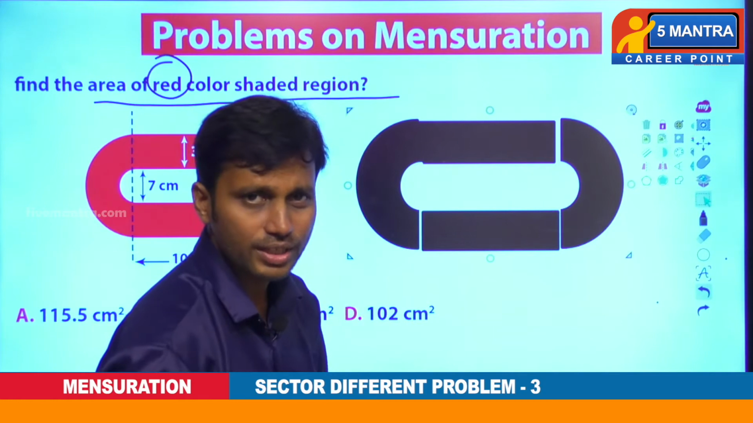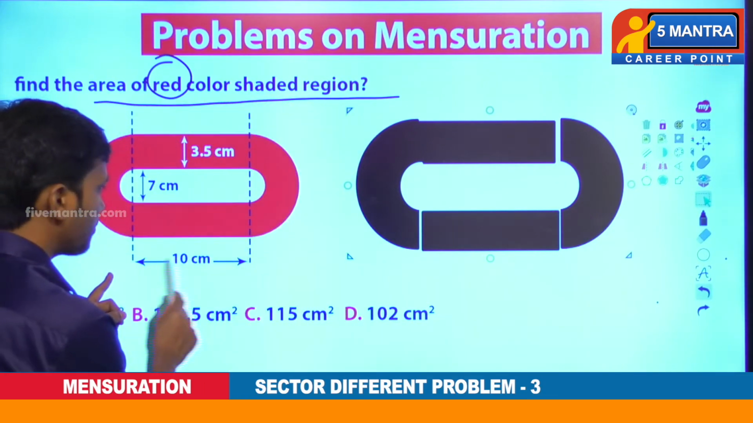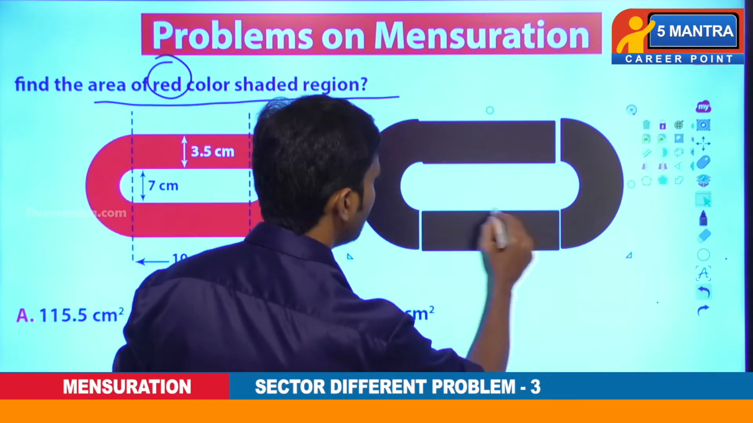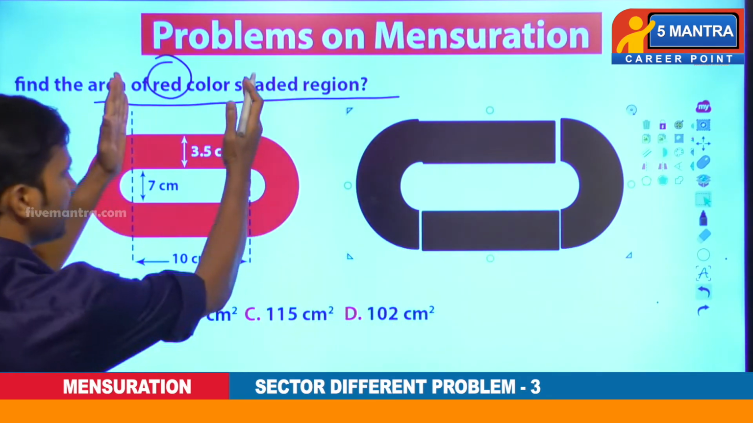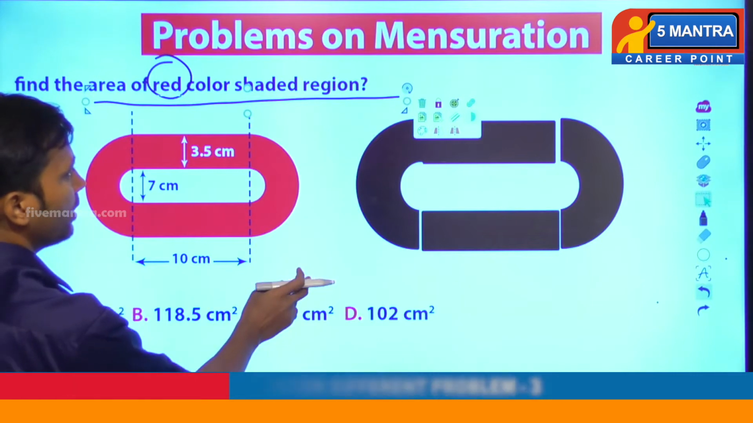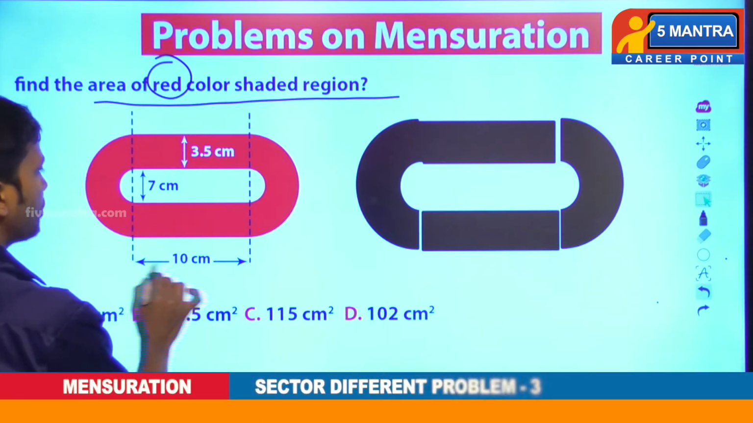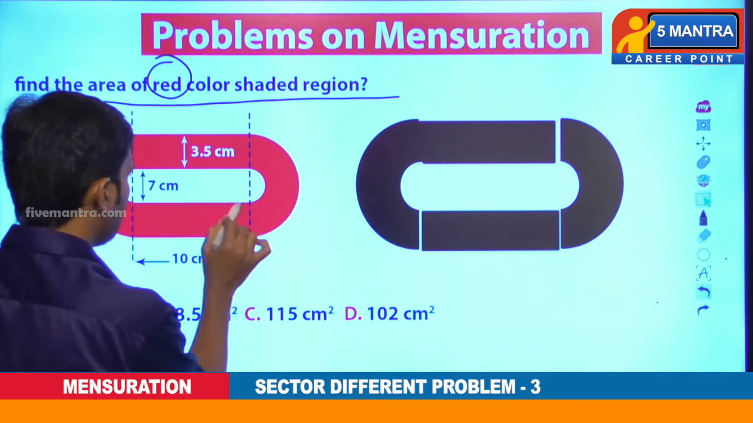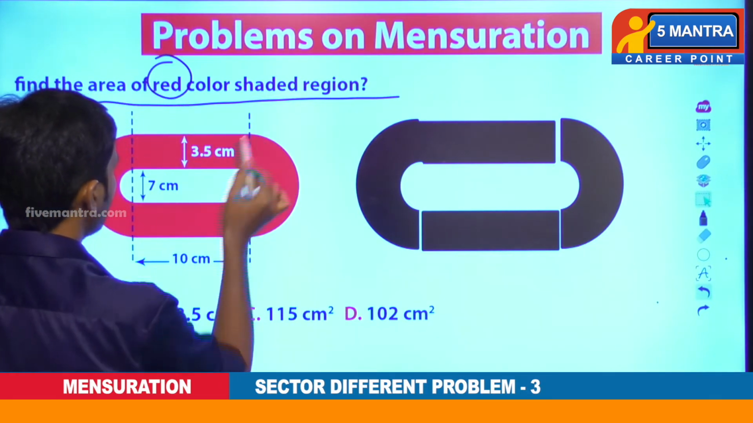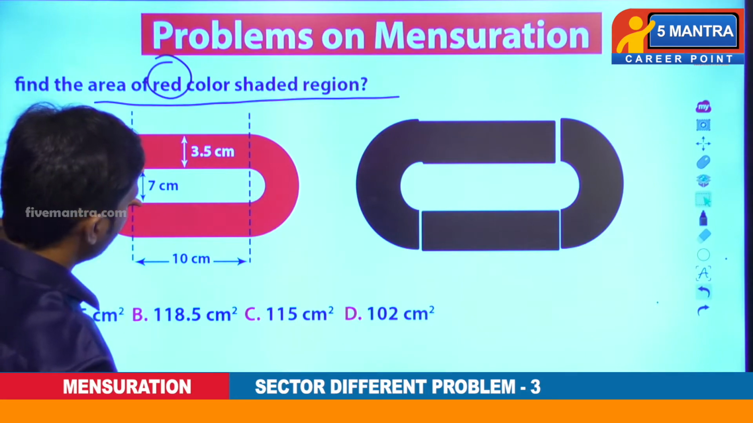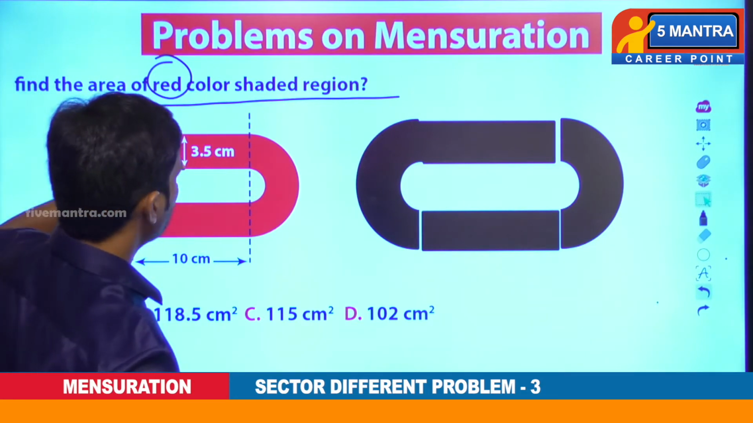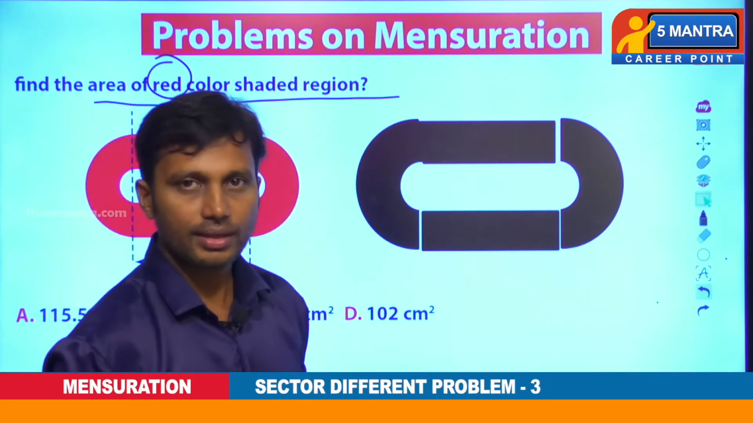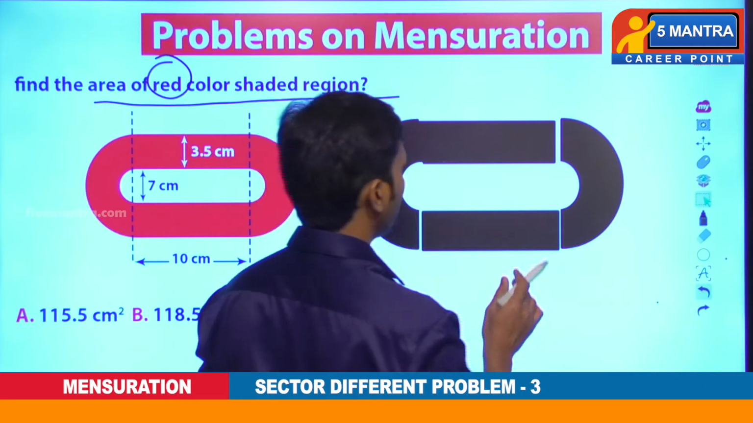One more thing I need to tell you here is the measurements. This one is 10, this is 10, this is 10, meaning this lined portion. When this is 10, so this is 10, and this also would be 10, this also would be 10, and this part is 7, this part is 3.5. That you need to consider, right? Now let us do the partitions for this.